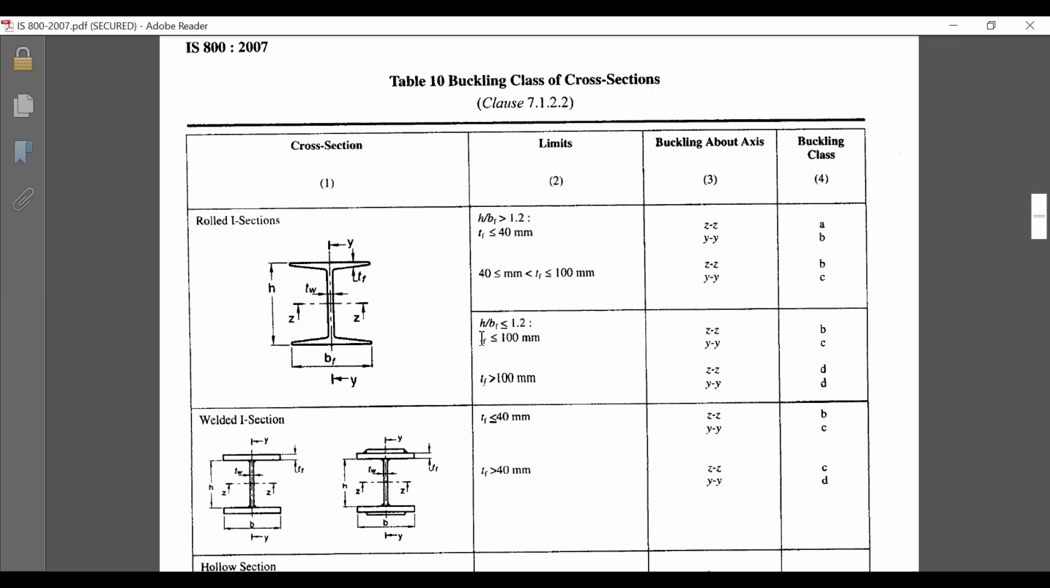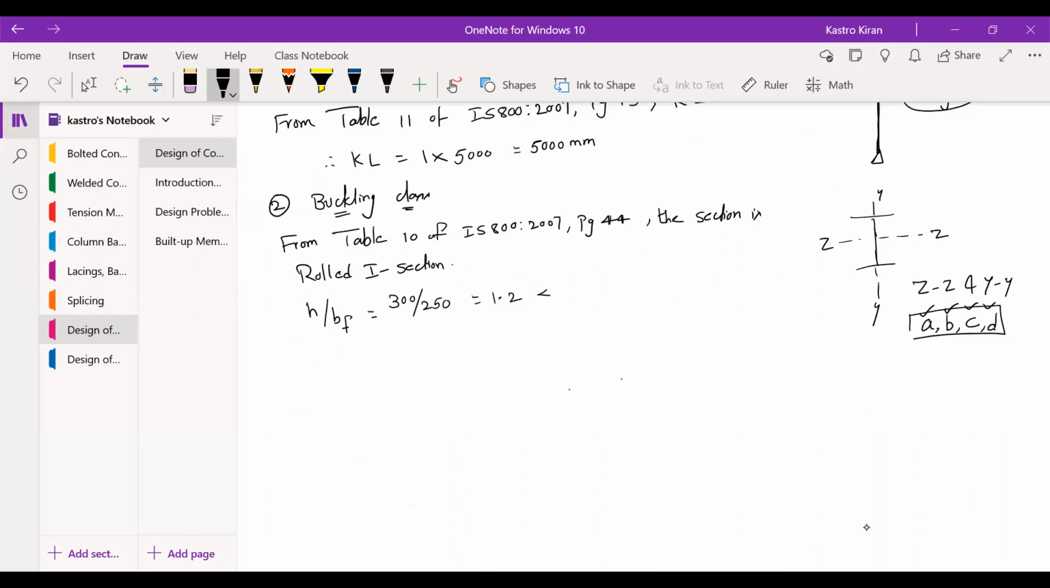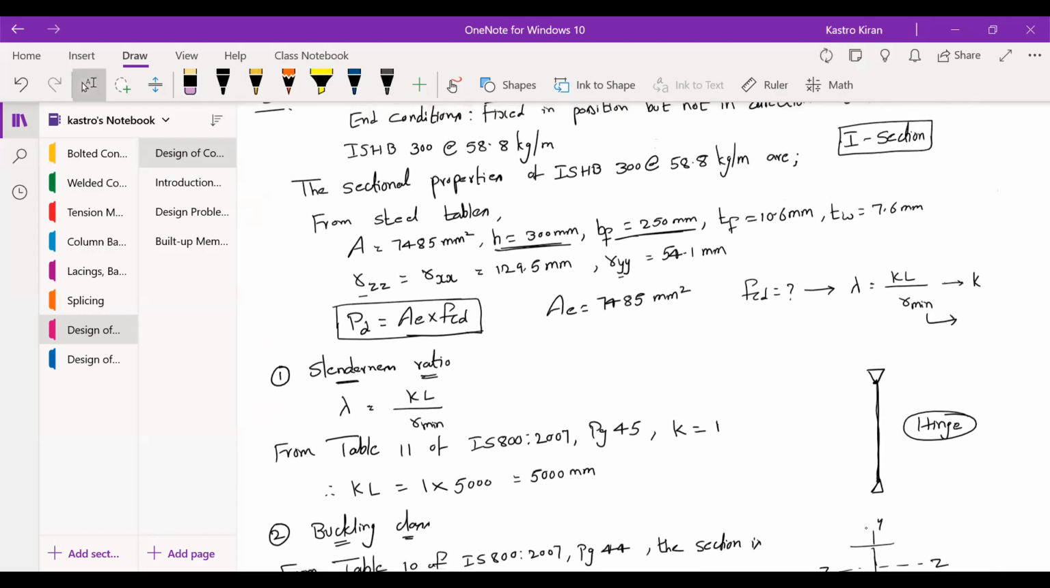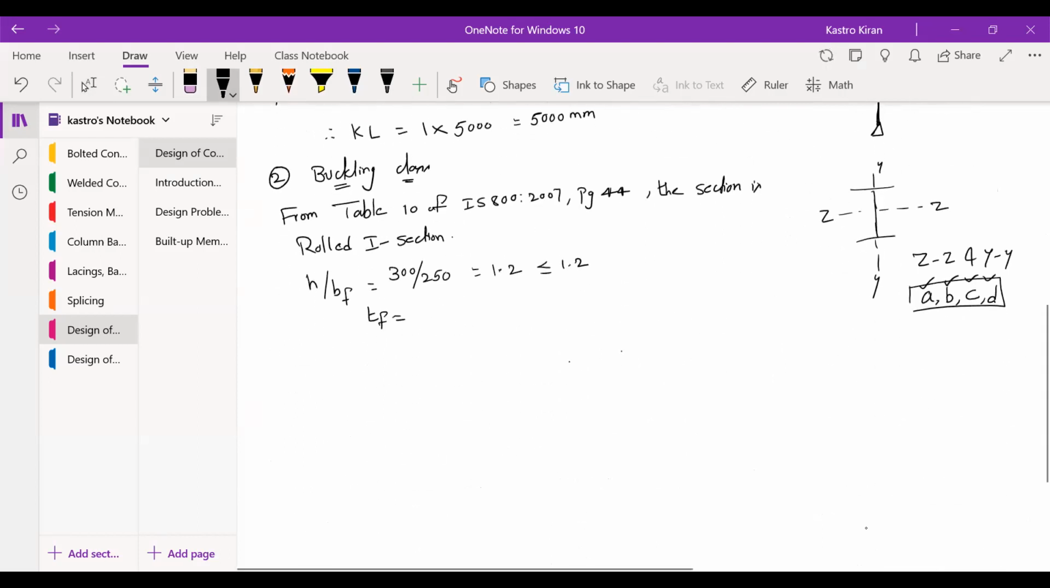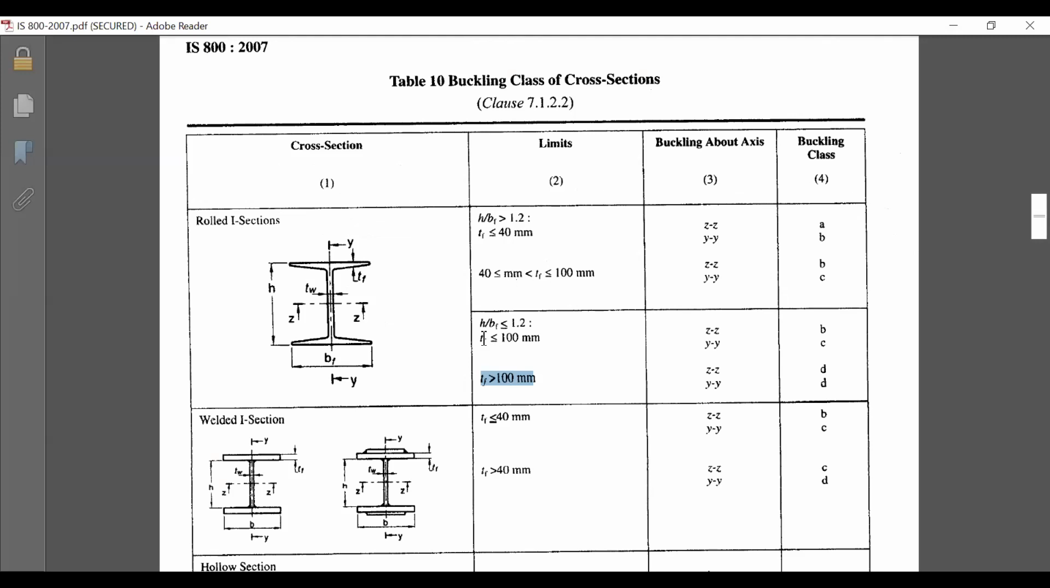Now in the second condition, again you have two more conditions: one is when the thickness of the flange is less than or equal to 100 mm, and the other is when the thickness of the flange is greater than 100 mm. Let's find out which applies. What is the thickness of the flange? It is 10.6 mm, which is less than 100, right? So let's look at the table again and check which buckling class it will be. The thickness of the flange is less than or equal to 100 mm. Now, in this condition, again, you are given two conditions: one is ZZ and YY.